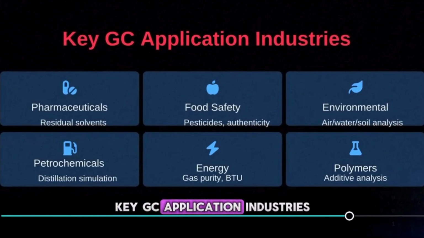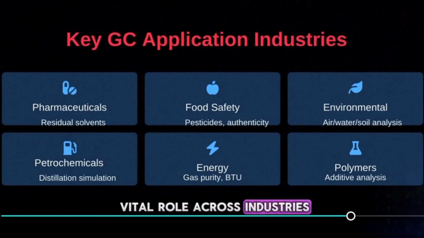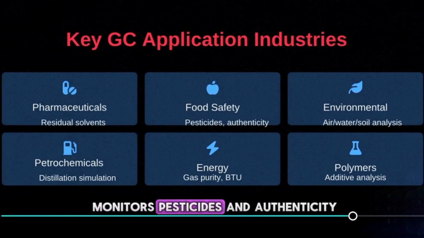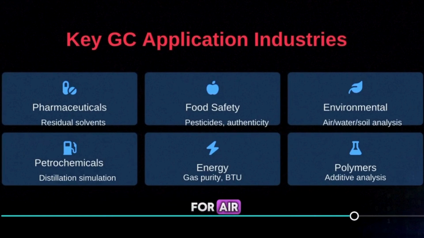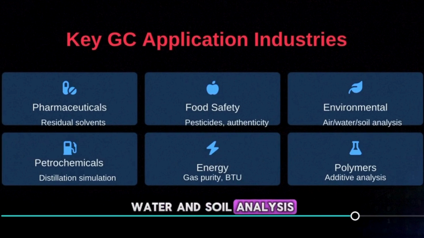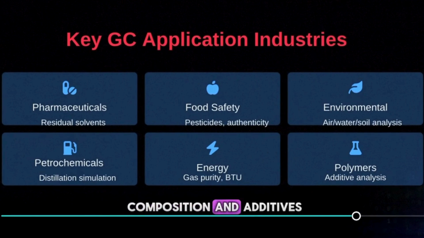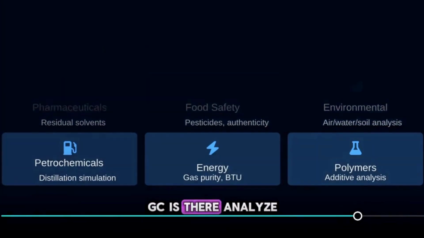Key GC application industries. Gas chromatography plays a vital role across industries. In pharmaceuticals, it checks residual solvents. In food safety, it monitors pesticides and authenticity. Environmental labs use GC for air, water, and soil analysis, while petrochemical and polymer industries rely on it for composition and additives. Wherever purity and precision matter, GC is there.